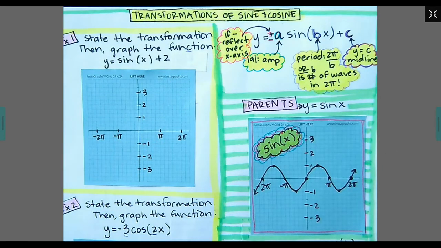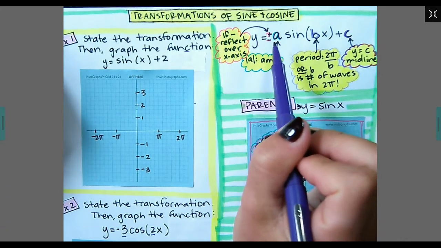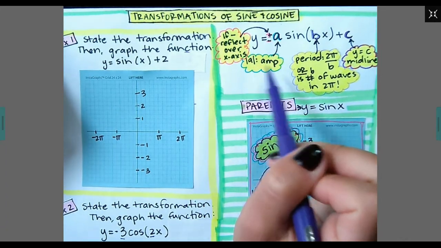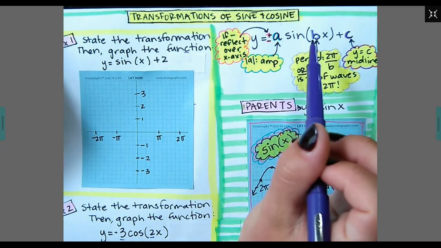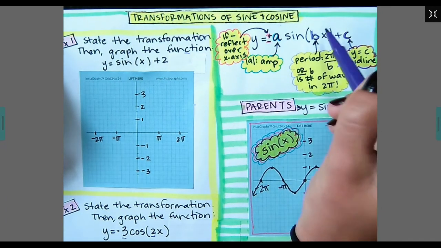Alright everyone, what we're going to be learning about today is the transformations of sine and cosine. So the first thing that I want to go over is just what we've already learned. So it's always y equals this plus or minus a, where a is the amplitude of sine, and then b of x, or b times x.